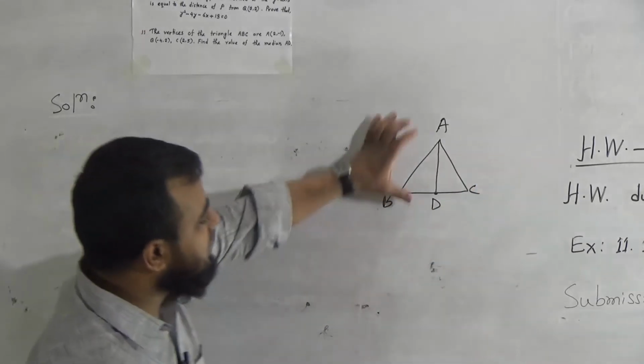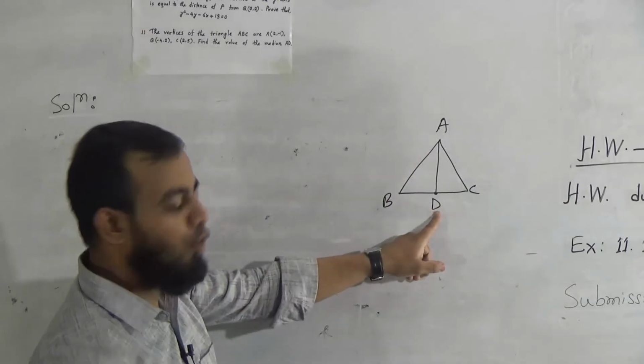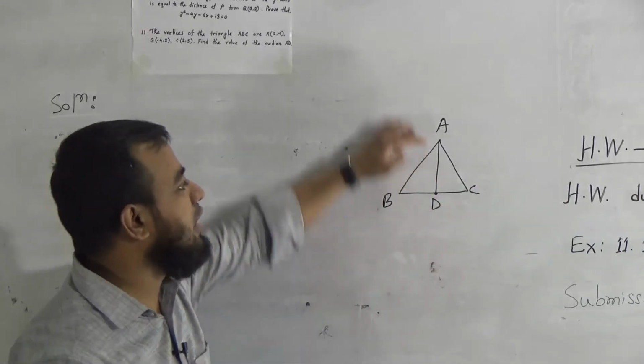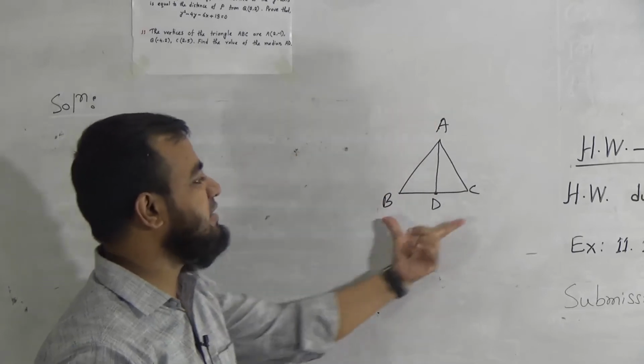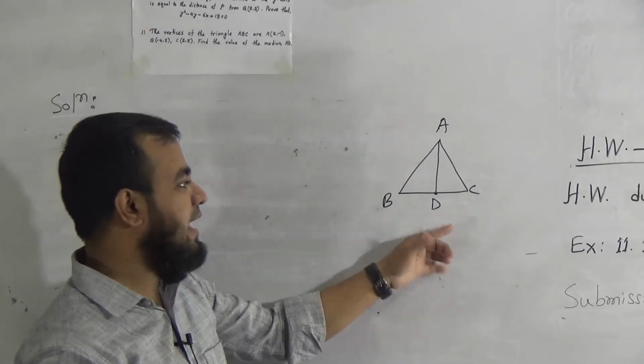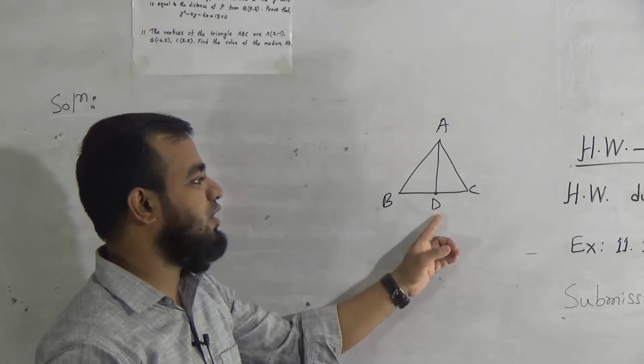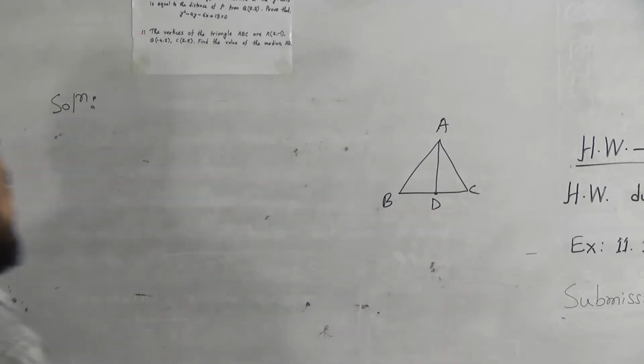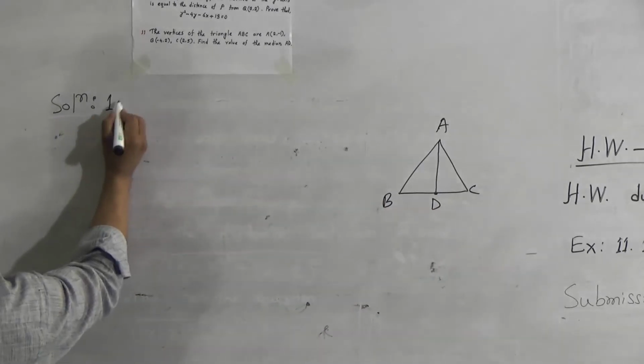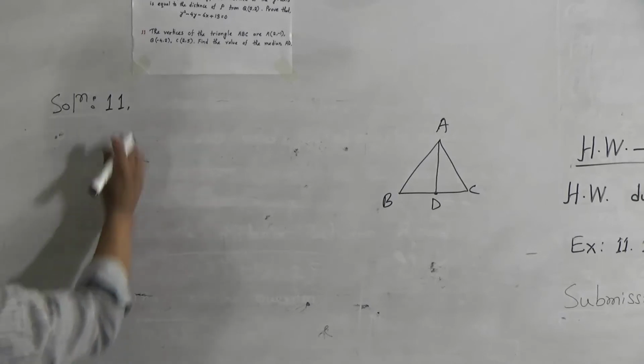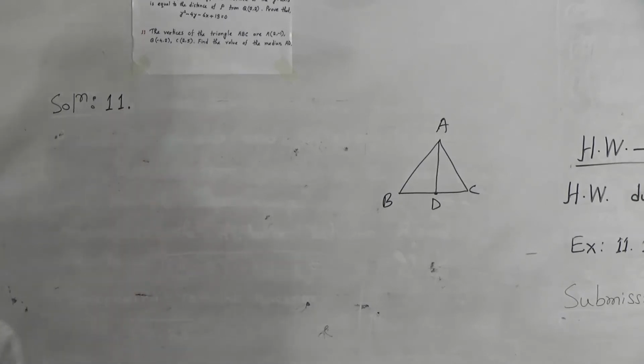To find this distance, first of all, we need to find the point D, because A is given already, B and C are given, but D is not given. As B and C are given, we can easily find the point D. How can you solve it? Look at the board. Solution of question number 11.